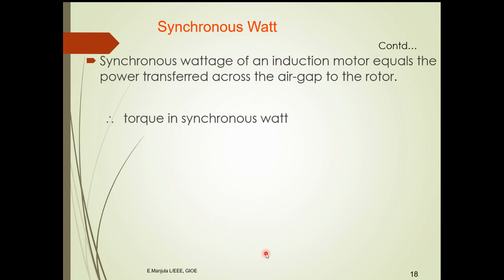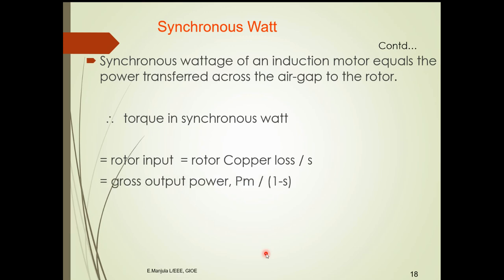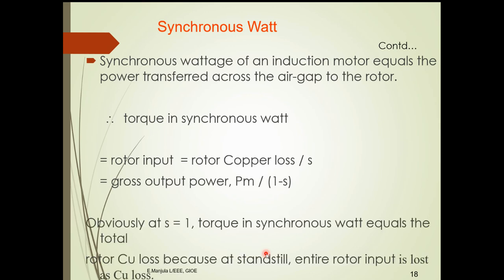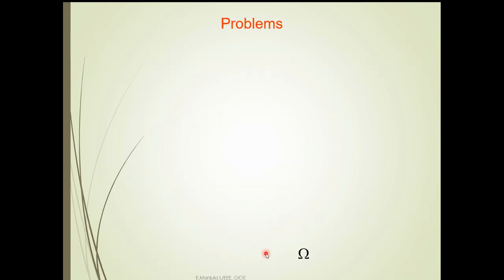So the synchronous wattage of an induction motor equals the power transferred across the air gap to the rotor. The torque in synchronous wattage equals the rotor input, which is equal to rotor copper loss by S, which is equal to gross output power, that is Pm by 1 minus S. Obviously at S equal to 1, the torque in synchronous watt equals the rotor copper losses, because at standstill, the entire rotor input is lost in copper losses.